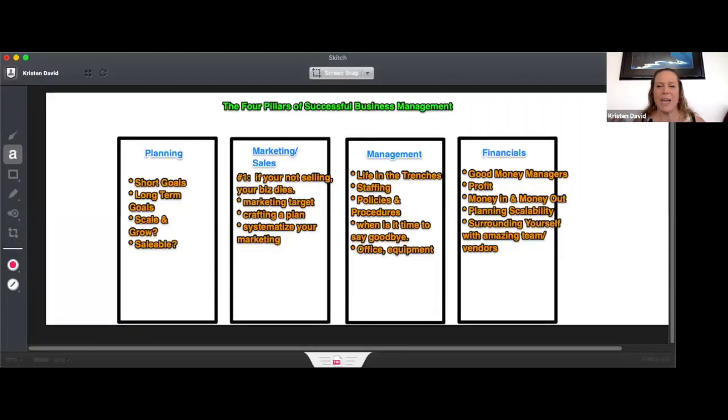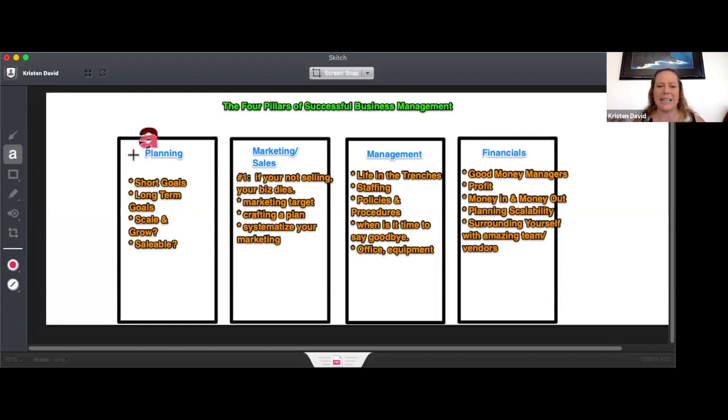I'm here today with another biz hack for busy business owners. And today we're going to cover doing a block calendar to balance the four pillars of successful business management. This way you can start to get a feel for where you should be spending your precious time, because time is our most precious asset that we have. So let's jump right in and talk about the four pillars of successful management.